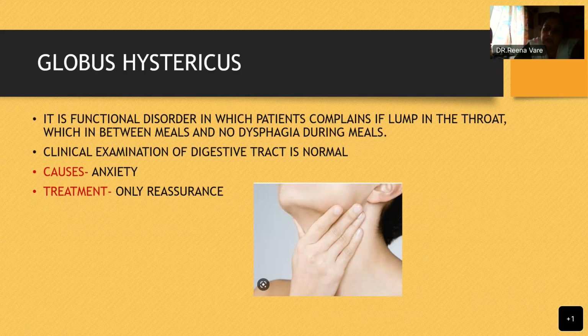Now globus hystericus is usually a psychological disease, a functional disorder. Patient complains as if there is a lump in his neck, but there is no dysphagia during meals. That is the basic thing. During meals, there is no dysphagia at all. So if you examine the digestive tract, everything seems to be normal. You may do a barium swallow, you may do an endoscopy, everything seems to be normal. Usually oral cavity, oropharyngeal examination, everything is normal. Basic cause is anxiety. So only in this case, you have to reassure the patient that nothing is wrong. There is no pathology inside. You only have to counsel the patient, and if need be, you can refer the patient to a psychiatrist.